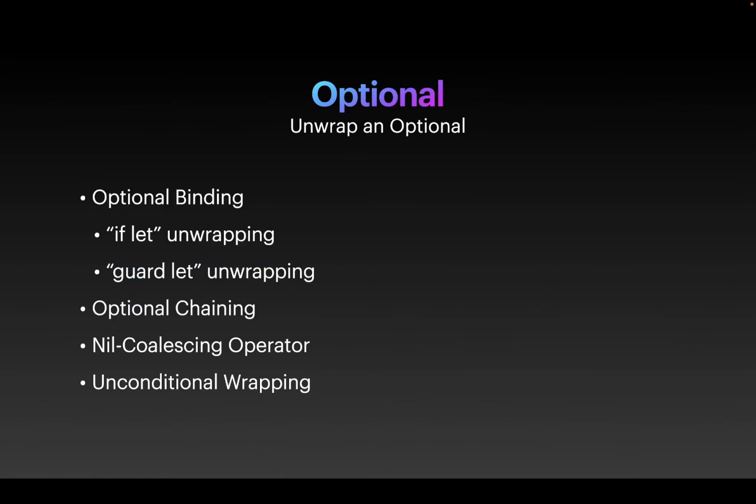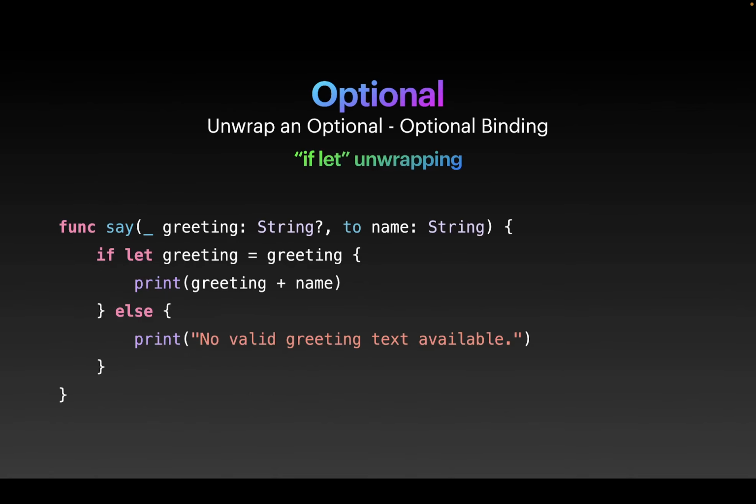We're going to talk about four things. The first technique is called optional binding. And we're going to talk about optional chaining, the nil coalescing operator, and unconditional unwrapping. But anyway, let's first take a look at optional binding. Inside optional binding, we're going to talk about two different techniques. The first one is if-let unwrapping.